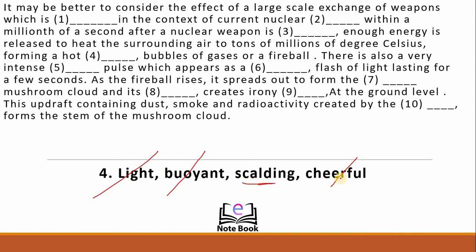These options can be easily eliminated. So our answer is scalding. Now know the meaning of scalding as well. Scalding means something which is very hot or something which is burning. Scald is also a verb. In a sentence, it can be used like, scald the tomatoes so that they can be peeled. So that means to burn them.